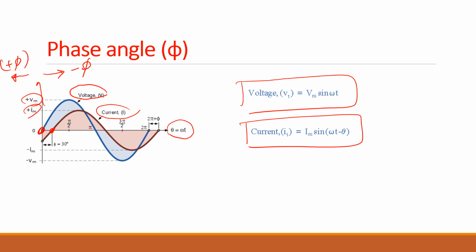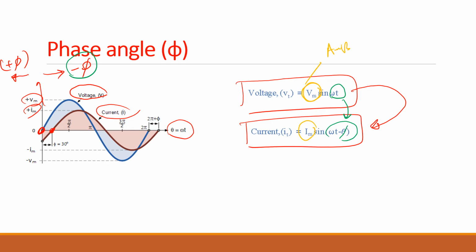So if voltage is Vm sine omega t, the current signal, as it is shifted towards the right, becomes omega t minus theta, or minus phi, because this is shifted. It is not starting at the same time. Make sense or not? So here, whatever you have in front of the sine, we call the amplitude.